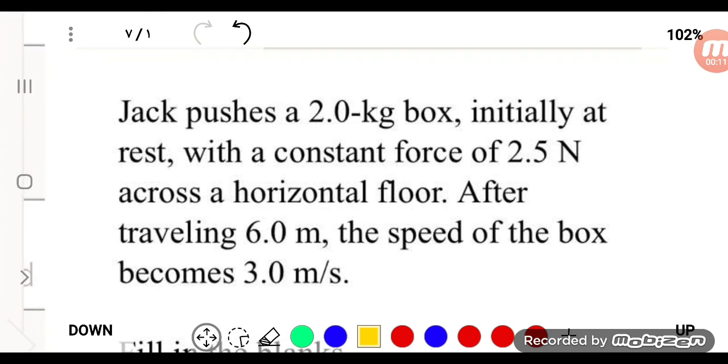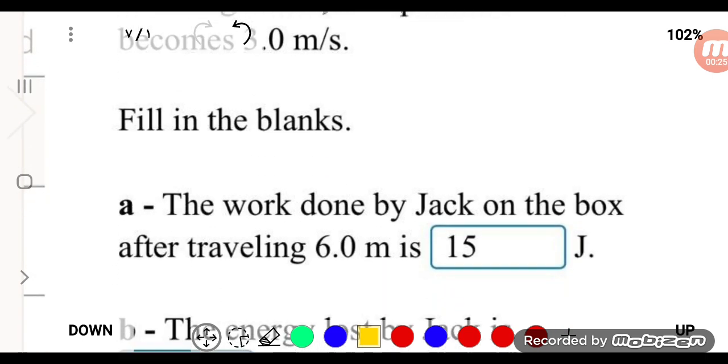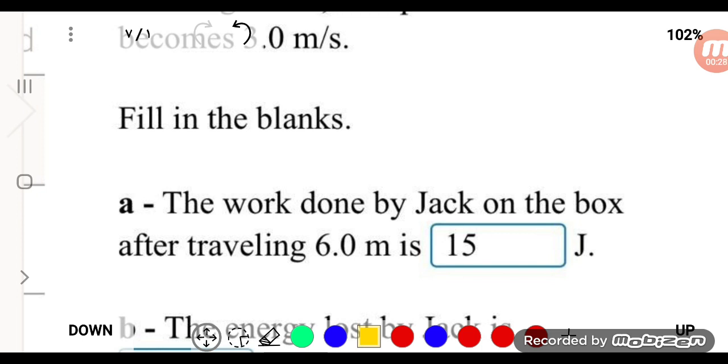So let's start. Jack pushes a 2 kilogram box, initially at rest, with a constant force of 2.5 newtons across a horizontal floor. After traveling 6 meters, the speed of the box becomes 3 meters per second. What is the work done by Jack on the box traveling 6 meters?